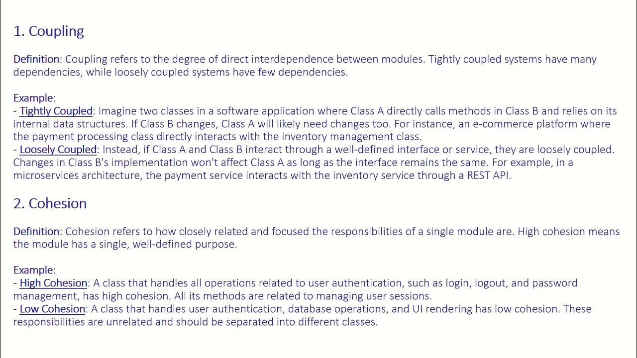Cohesion. Cohesion refers to how closely related and focused the responsibilities of a single module are. High cohesion means the module has a single well-defined purpose. Example: high cohesion. A class that handles all operations related to user authentication, such as login, logout, and password management, has high cohesion. All its methods are related to managing user sessions.